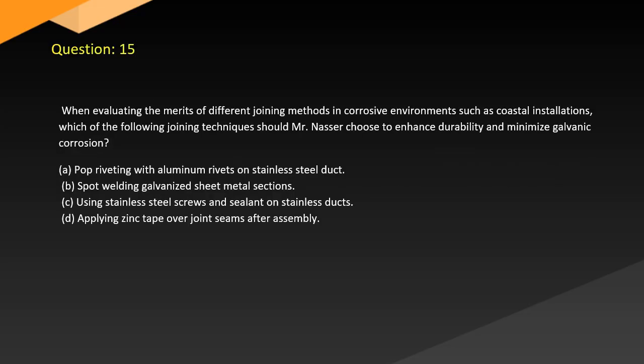Question 15. When evaluating the merits of different joining methods in corrosive environments such as coastal installations, which of the following joining techniques should Mr. Nasser choose to enhance durability and minimize galvanic corrosion? A. Pop riveting with aluminum rivets on stainless steel duct. B. Spot welding galvanized sheet metal sections. C. Using stainless steel screws and sealant on stainless ducts. D. Applying zinc tape over joint seams after assembly.